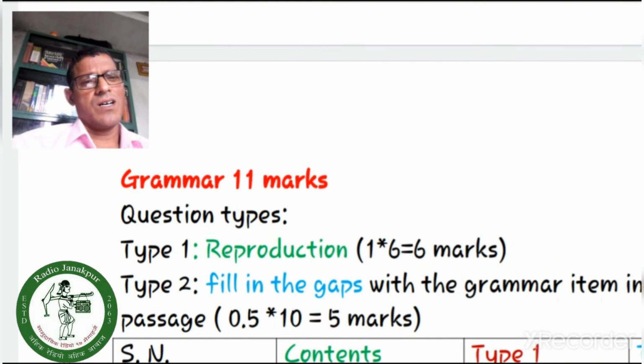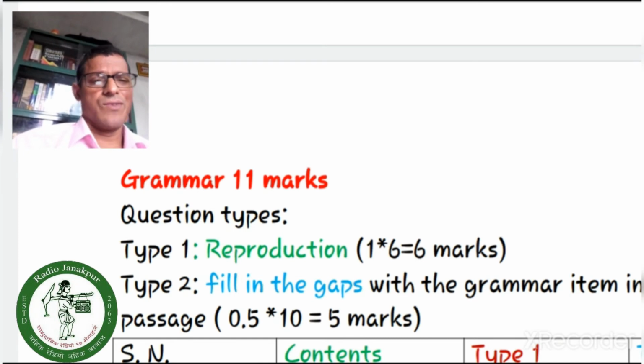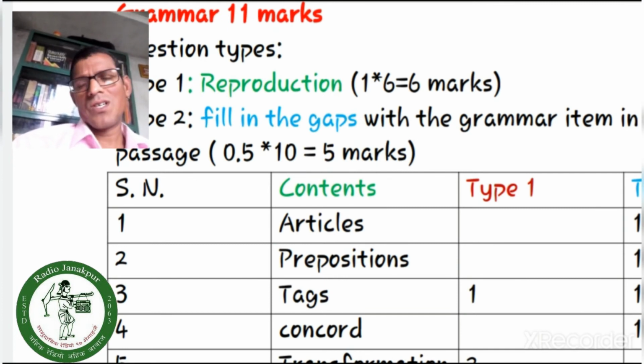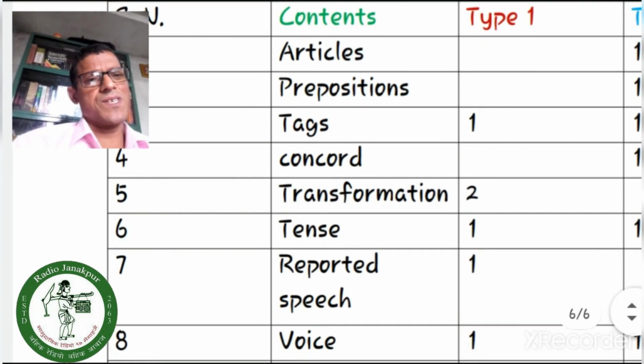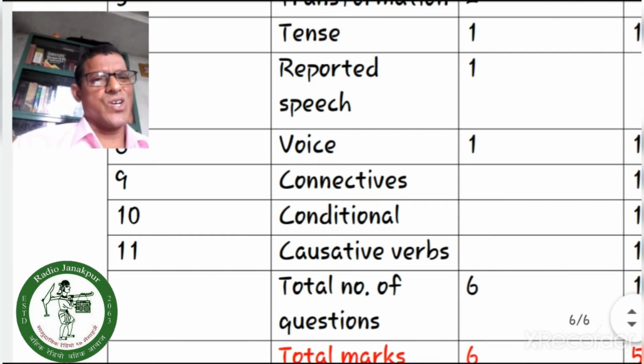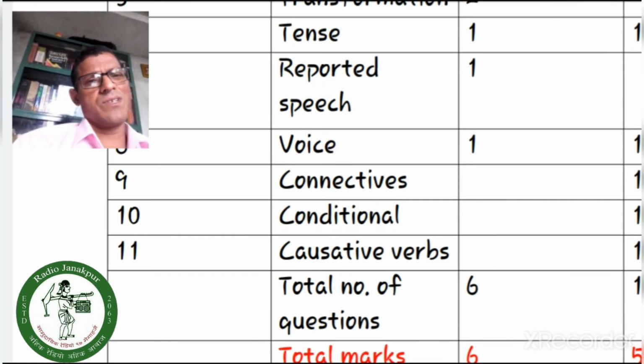So altogether 11 marks of grammatical questions will be there, and two types of questions: one will be a reproduction type of question, and another will be fill in the gaps. Grammatical reproduction type covers 6 marks, whereas fill in the gap covers 5 marks. The topics you should read in class 9 grammatical items are article, preposition, question tag, concord, transformation, tense, reported speech, voice, connective, conditional, and causative verbs.